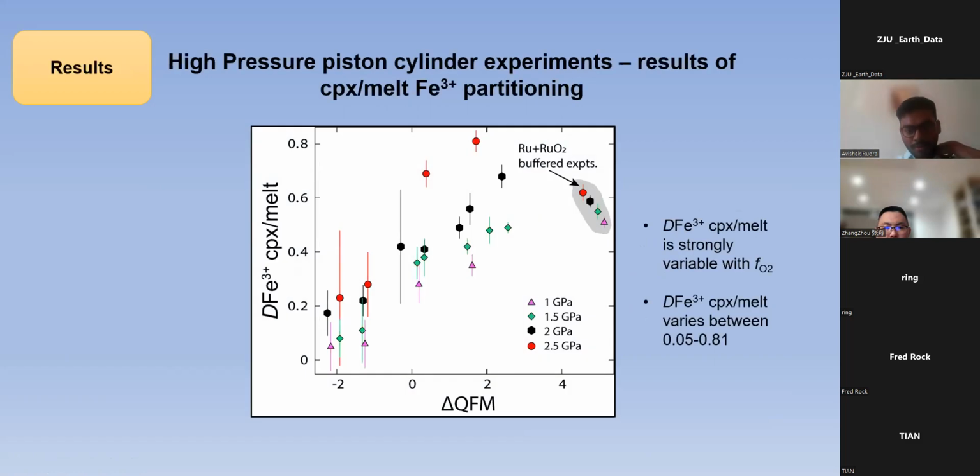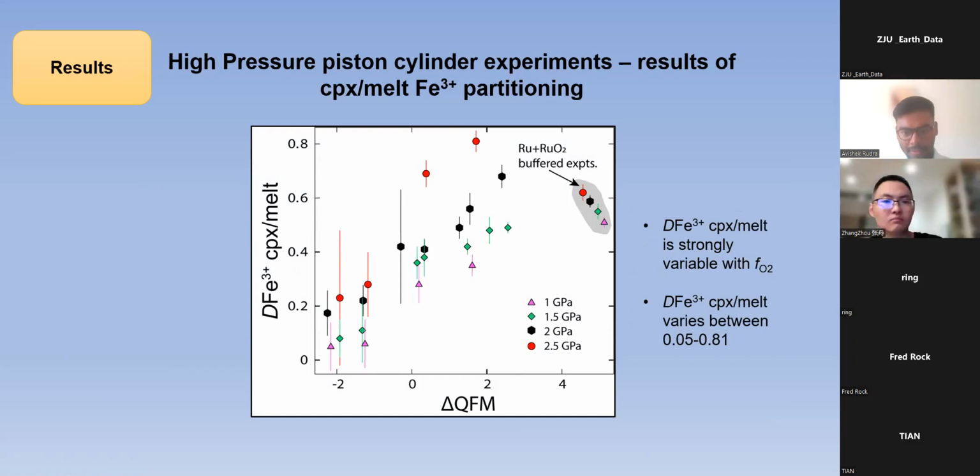So now that we measured all of these phases, we can calculate the partition coefficients between CPX and melt. And it turns out very similar to what we found in ambient pressure experiments. The partition coefficients are not constant. They are a function of the oxidation efficacy of the system. They are a function of pressure. For example, if you look at the overall trend, with increasing oxidation efficacy, ferric iron becomes more and more compatible in CPX. So the ferric iron partition coefficient goes up.